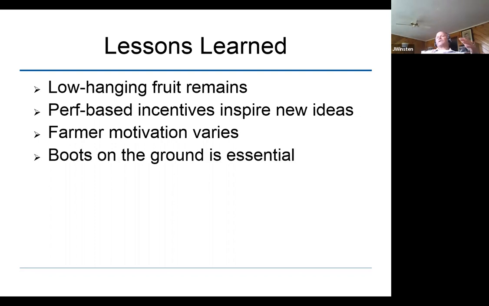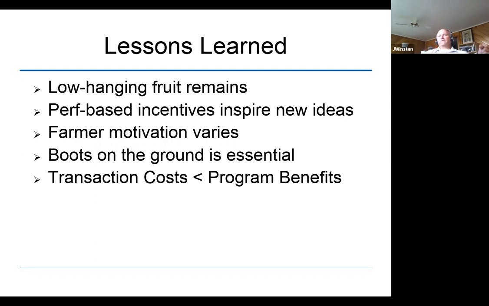The boots on the ground, so the technicians, is essential. I mean, obviously it's essential. We need someone who can be doing this with the farmers, but we also need really trusted and skilled people to be in this role. And, you know, those people are spread pretty thin. So this is something we need to think about also. Obviously, the transaction costs need to be less than the program benefits. What this means is, if it costs too much to get the technicians to have their time to run these models, or just to run the program, if it costs more than the social value of what you're getting, it probably doesn't make sense.